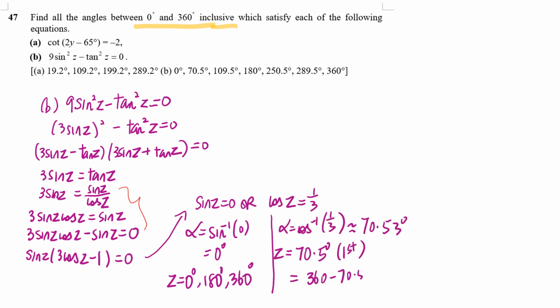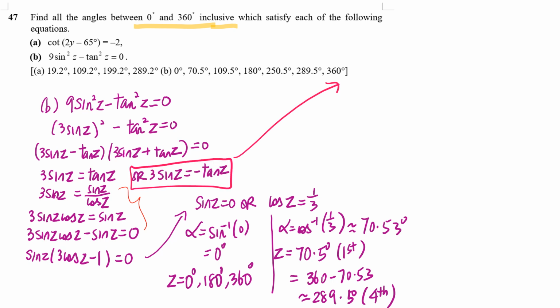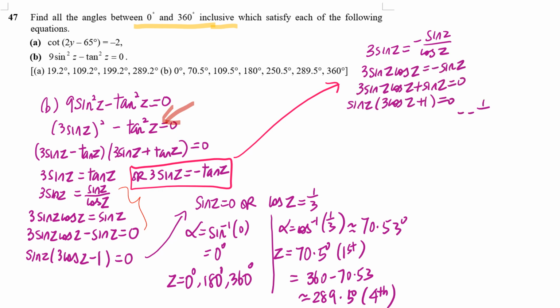Then for the other one, go on to find your alpha. Tangent to be positive will come from the first and the fourth quadrant. So the tricky part is this one here. You need to apply your algebraic identity, your a squared minus b squared, to factorize it, and then rewrite tangent z as sine z over cos z.